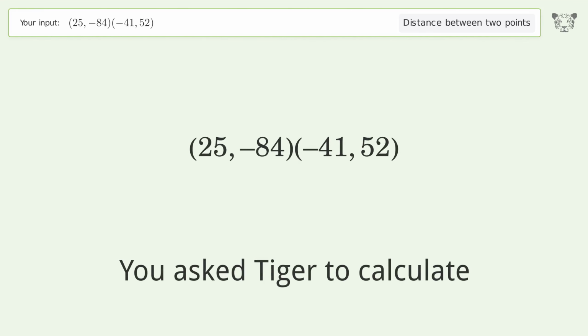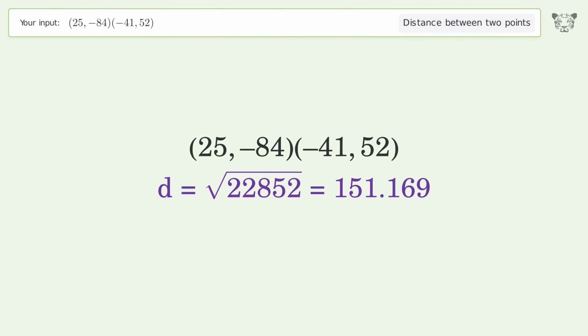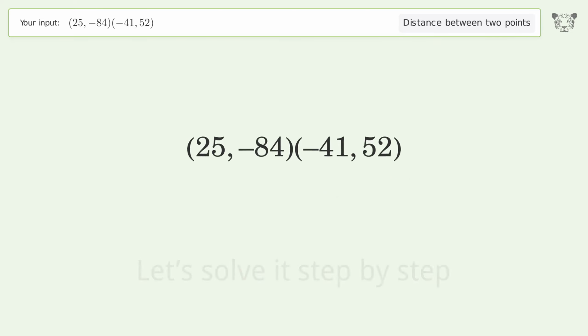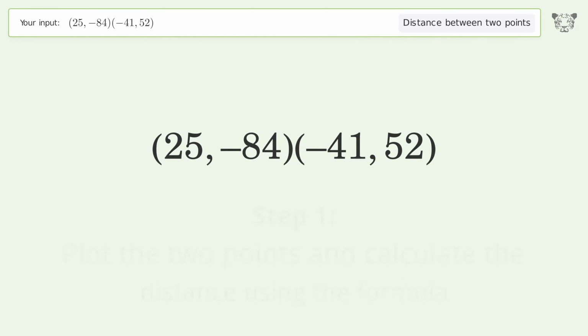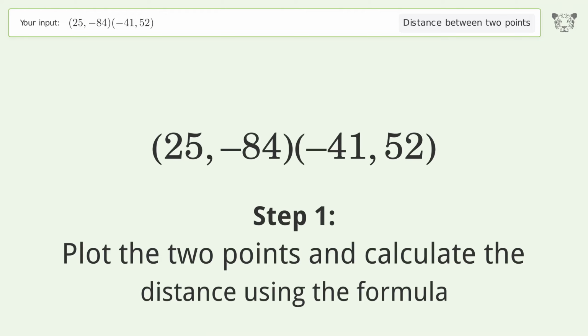You ask to calculate the distance between 2 points. The distance between the 2 points is the square root of 22,852 or 151.169. Let's solve it step by step. Plot the 2 points and calculate the distance using the formula.